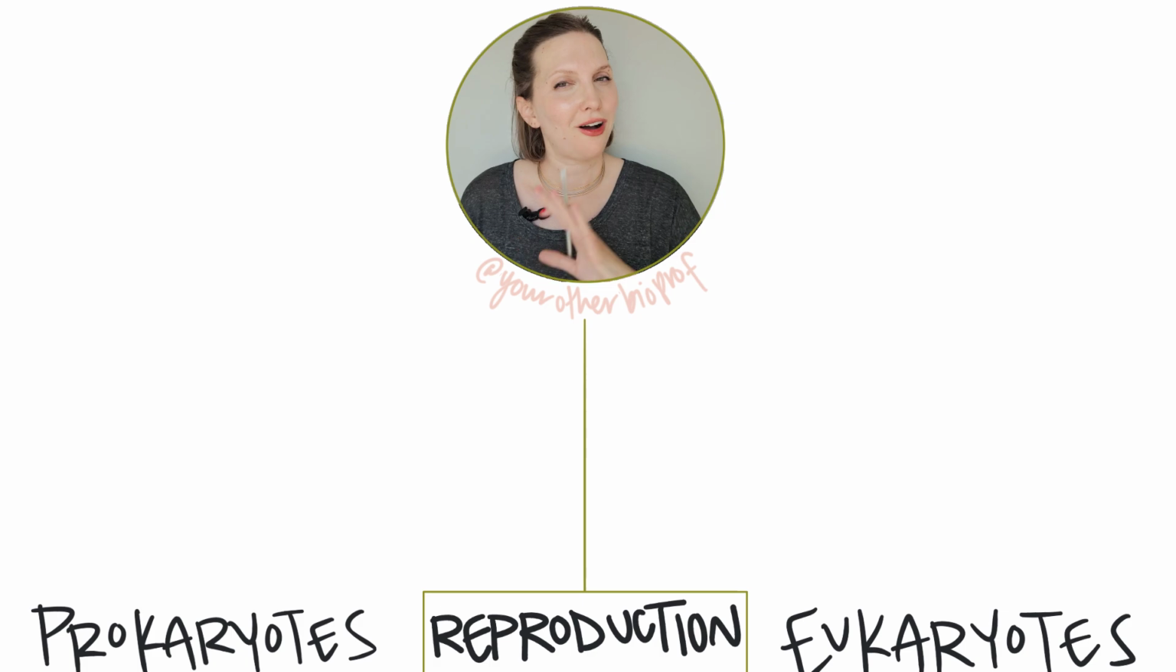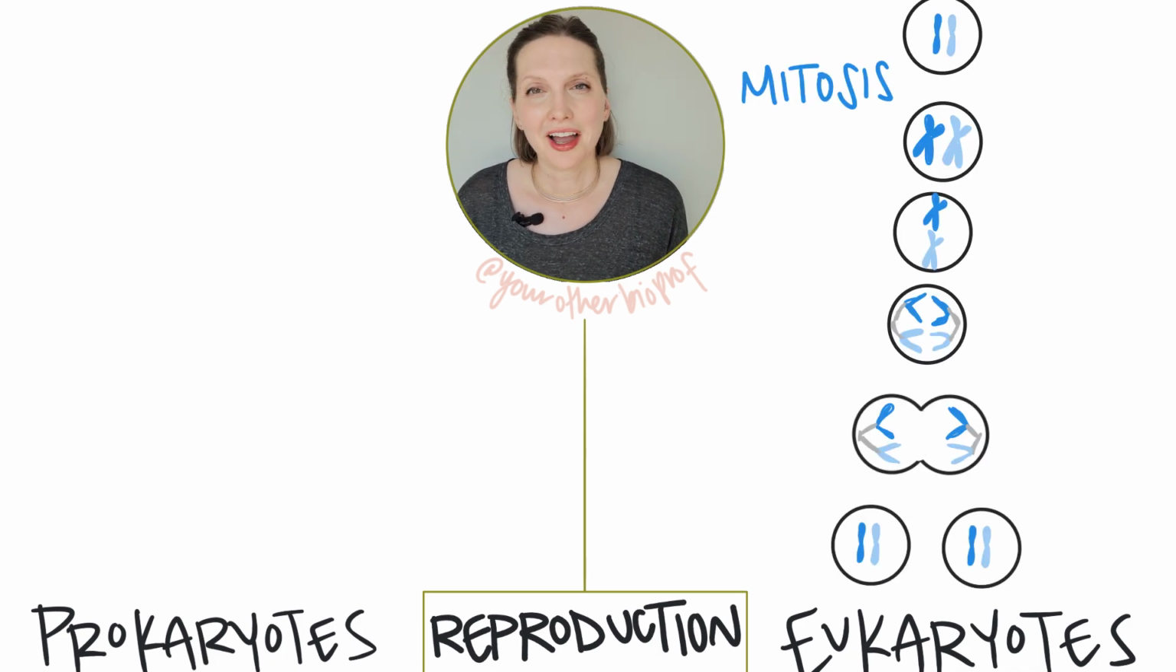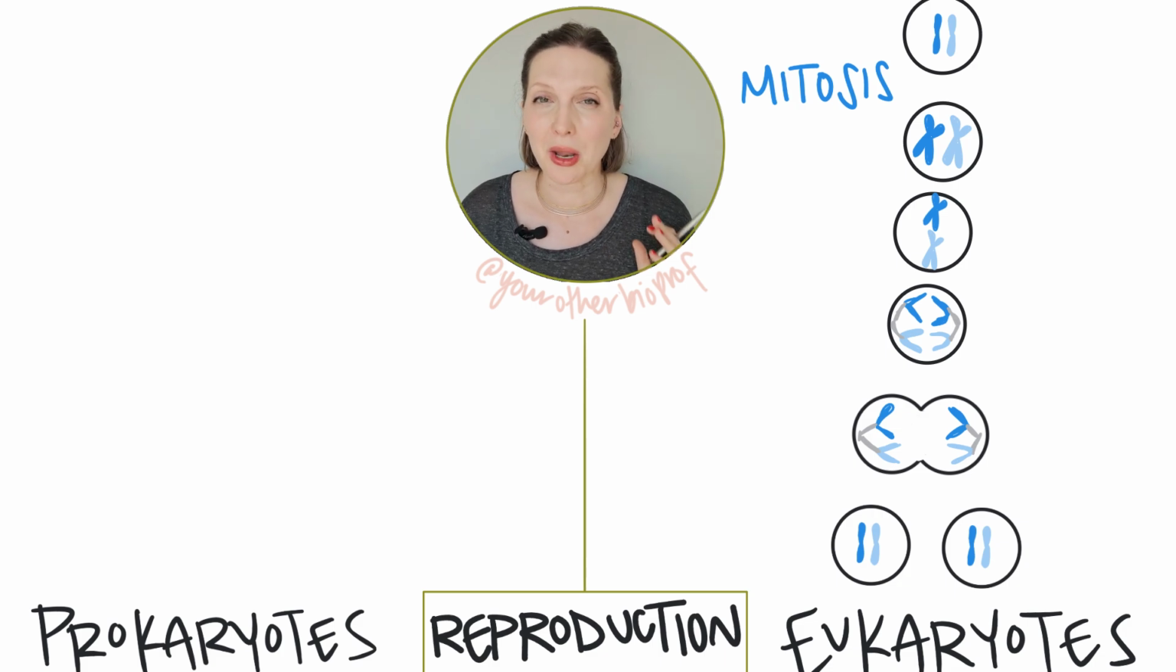Now, because we have all of this DNA across multiple chromosomes, reproduction of a eukaryotic cell is more complex. Eukaryotic cells make more copies of themselves through a very regulated process of cell division called mitosis. Lots of steps to ensure that each daughter cell gets the right number of chromosomes.